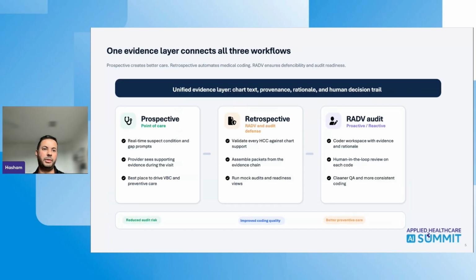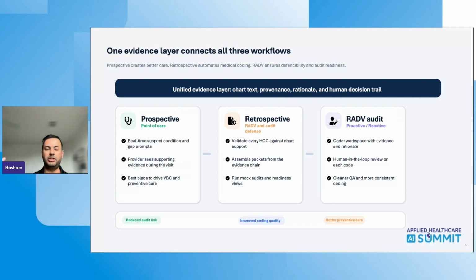How does that defensibility actually work across different workflows? As Ritwik said, we have two different workflows, but we also have RADV, which is kind of a branch of retrospective. But we can still treat it separately because it has a proactive versus reactive component as well. But the idea still remains the same across all workflows. In the case of prospective, when a condition or code is being suggested at the point of care, we have to go beyond just saying, here's the condition, here's the code, and show where it is stemming from.